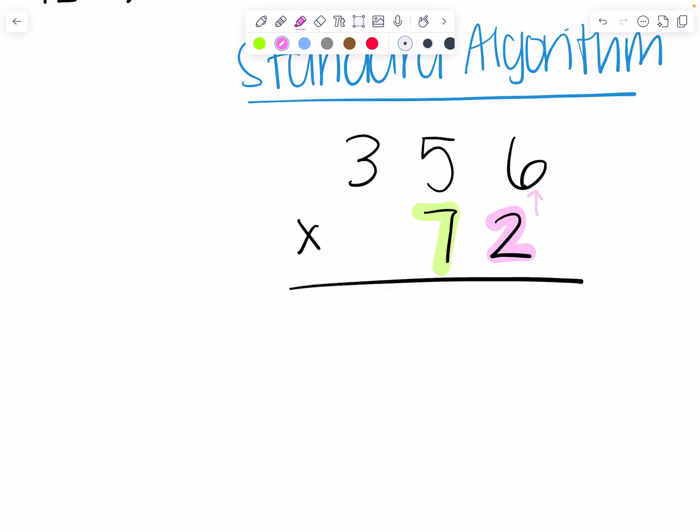So I'm going to start and I'm going to multiply 2 times all the top numbers. So I'm going to start by doing 2 times 6, which equals 12. I'm going to carry the 1. 2 times 5 is 10. Plus 1 is 11. I'm going to carry the 1. 2 times 3 is 6. Plus 1 is 7. Okay. So now I go and I add my, what I like to call my magic 0, which y'all know is the place value holder.